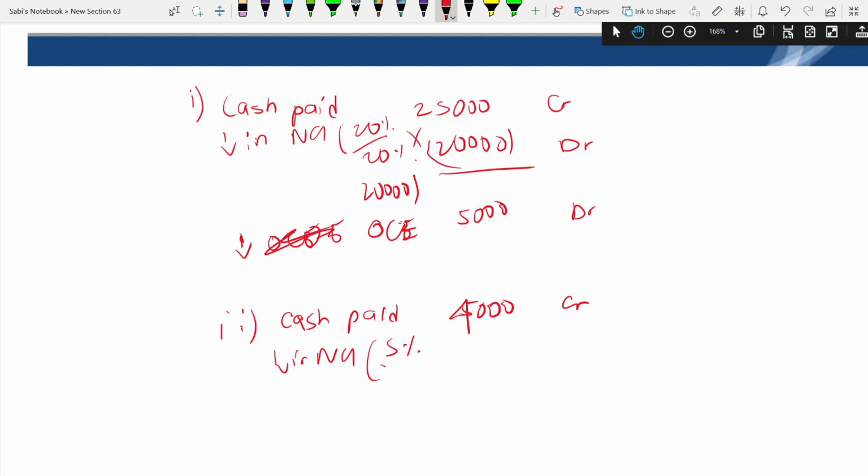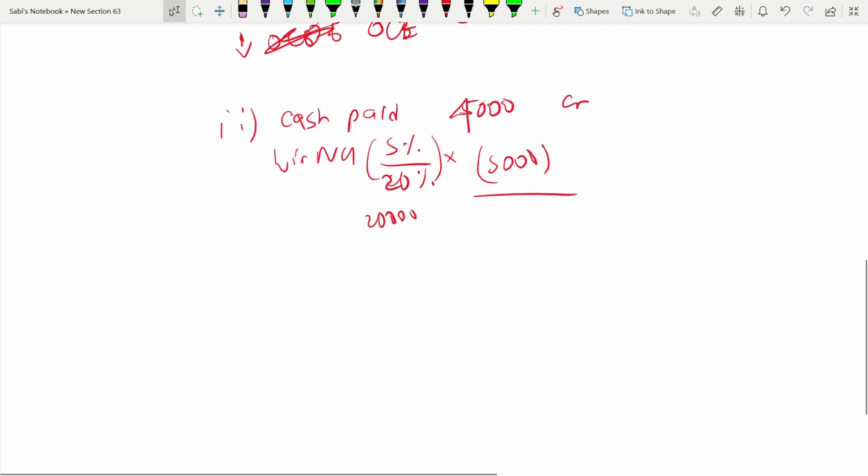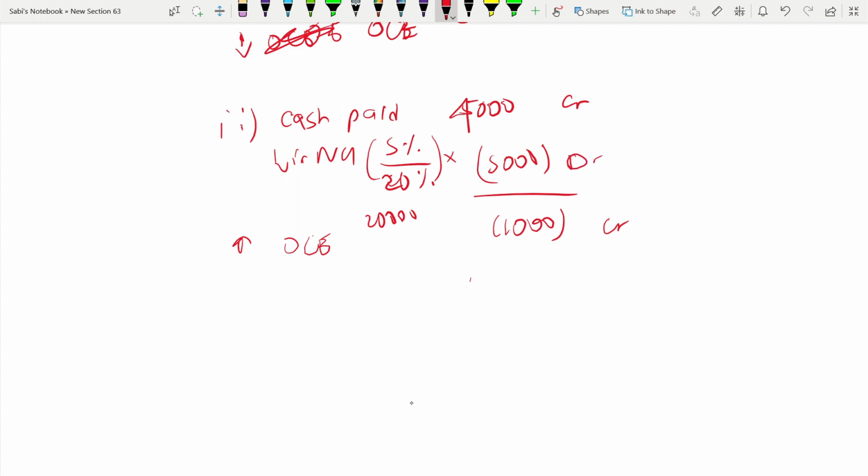Always, the difference is the numerator. The denominator is the previous NCI. That is, at 80%, NCI was 20%. So 5% over 20% into the carrying amount of NCI, which is 20,000, which is 5,000. This time you see cash paid is less and decrease in NCI is more. It's a negative balance of 1,000. So this is a credit balance. It's an increase in other components of equity. And this is a debit balance because of the decrease in NCI. That's it.